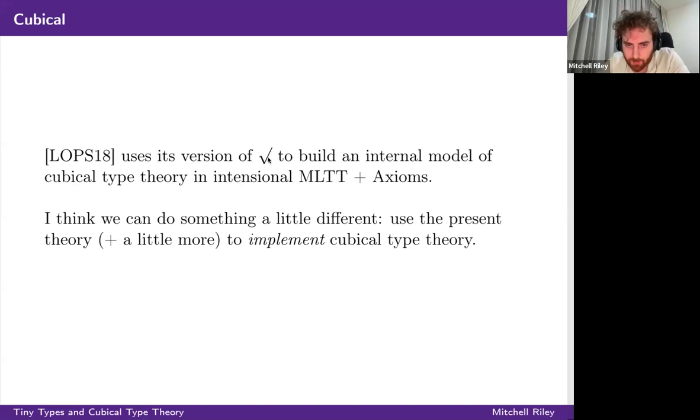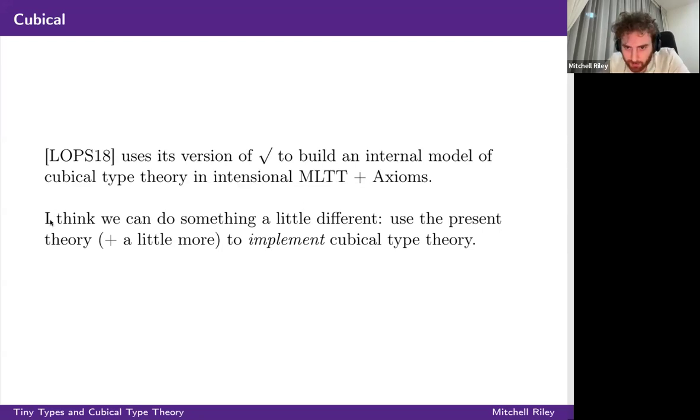Their purpose there is to build a universe. Their overall goal is to build an internal model of cubical type theory. And the amazing right adjoint is important there in their construction of a universe which classifies fibrant types, so types that have the right structure to have the cubical composition. And they do this just in ordinary intensional MLTT plus, so it's crisp type theory rather. So we need the flat modality and some axioms.